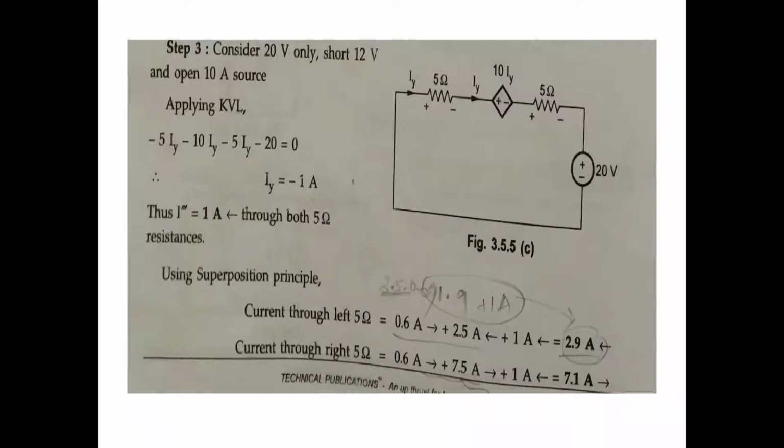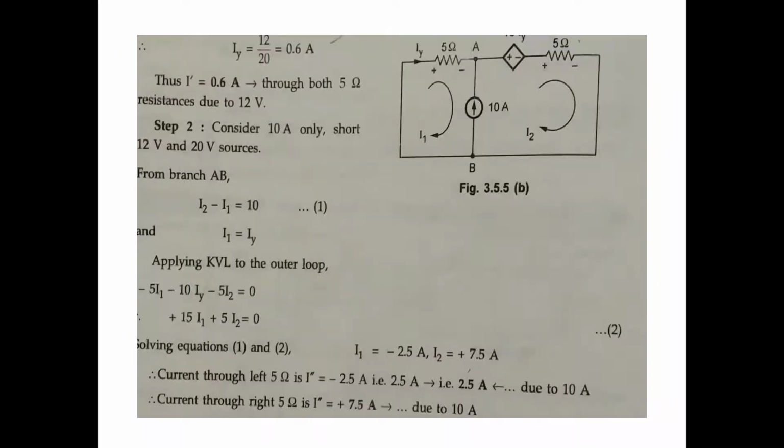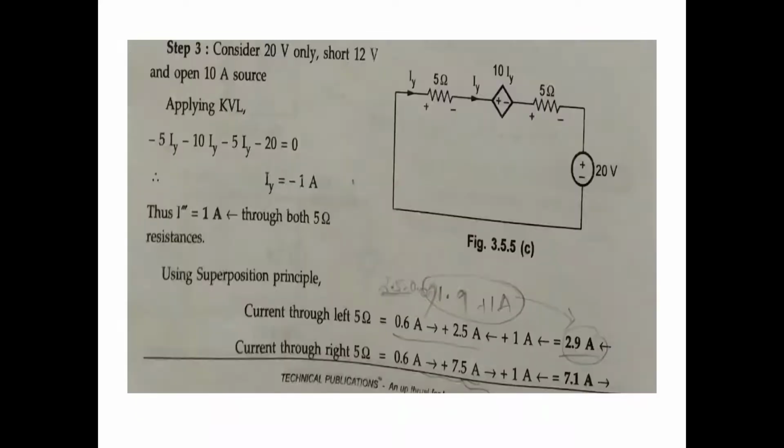Minus 0.25 and plus 7.5 amps. Okay, next, the current through the left 5 ohm, I1 dash, is 0.25 amps due to the 10 amps. It means minus 0.25, that is the I1 current. One more current, I2, is the current through the right 5 ohm, plus 7.5 amps due to the 10 amps.